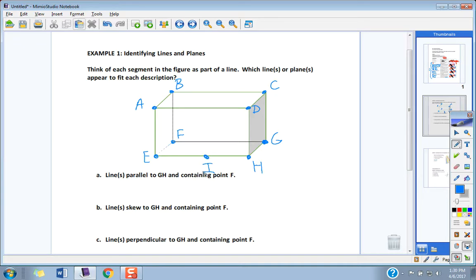All right, in your notes, take a second and label those points, please. Label those points in your diagram on page 2.